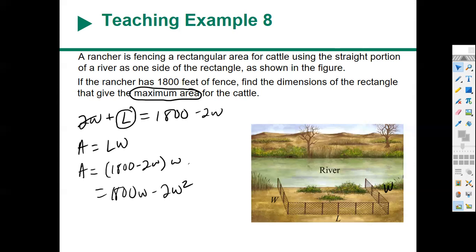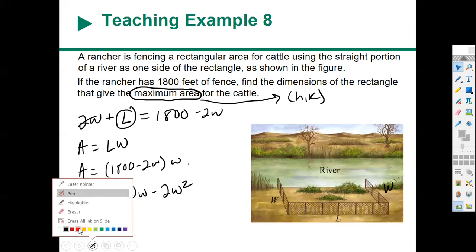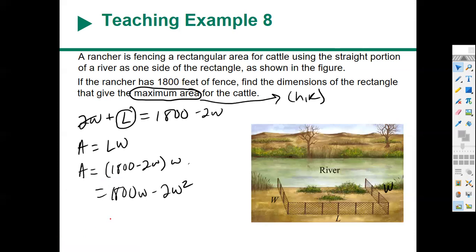No, we got to find the maximum area, which means that we need to find the vertex, your H and K. So we created our formula, and now we just got to solve for H and K. So for H and K, we need our A and our B. So this is our A, and this is our B. H equals negative B divided by 2A. So we have negative 1,800 divided by 2 times negative 2.